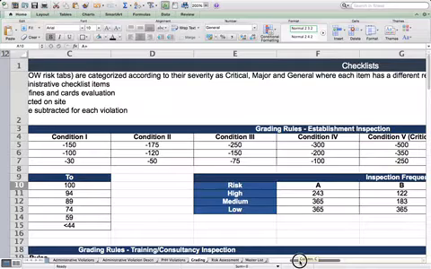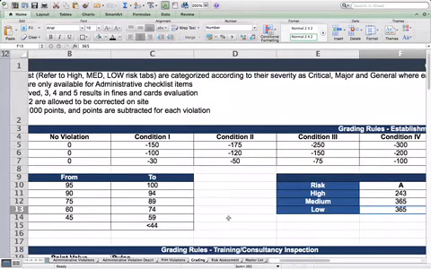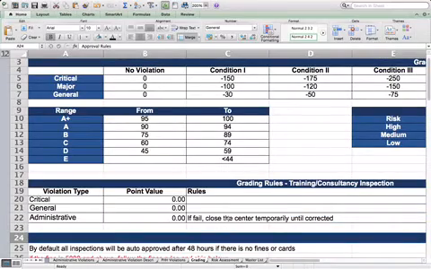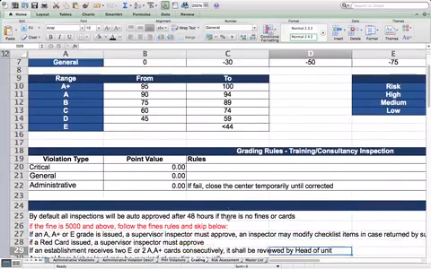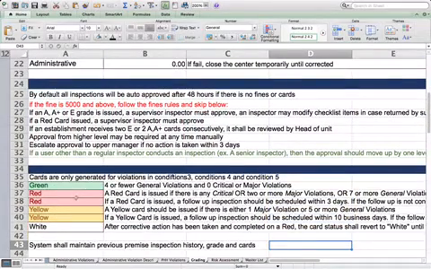This sheet also tells you how many days would be the gap for inspections for high risk, medium risk, and low risk groups, and based on the grades, how much would the inspection frequency change. At the bottom, you would see grading rules and how the grading rules would apply for each type of premises. You can see how the cards are given.